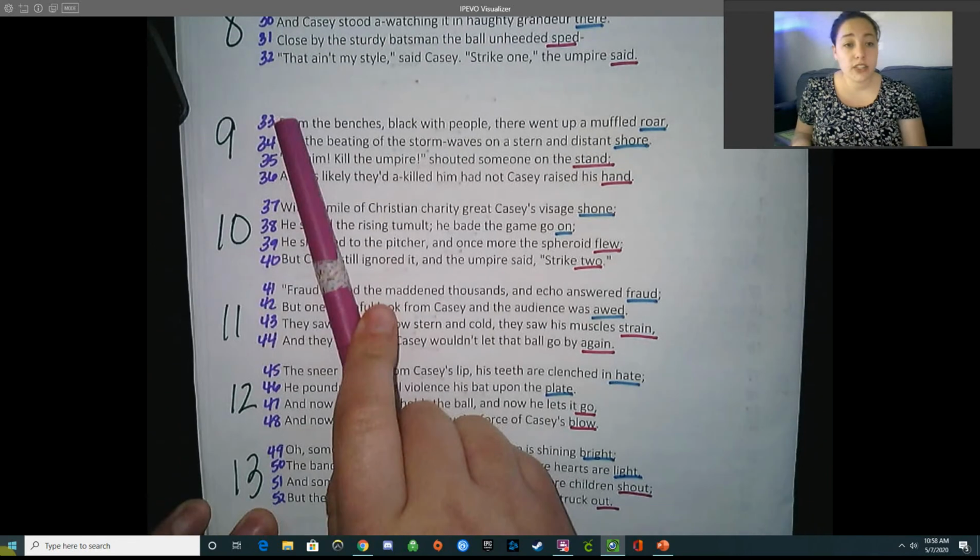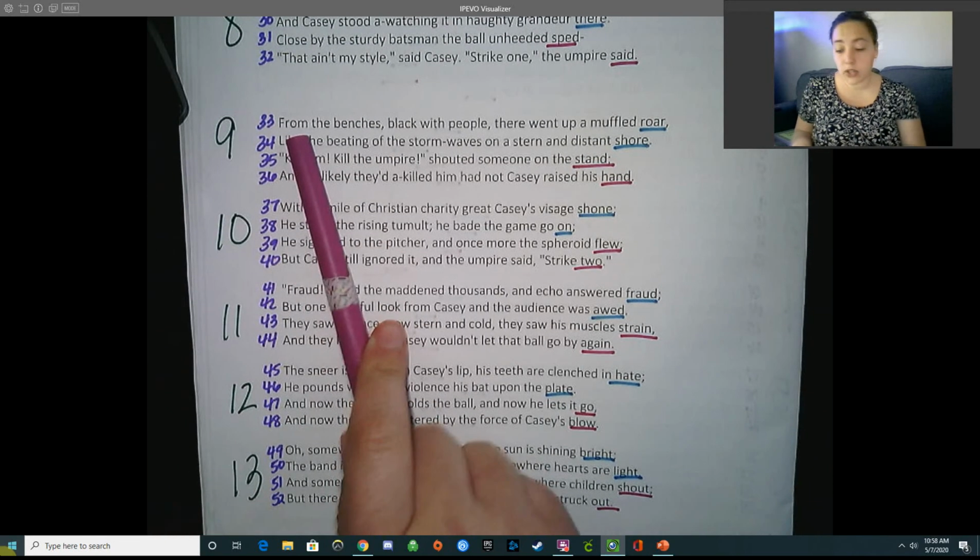Stanza 9, lines 33 through 36. If I read this one quickly.